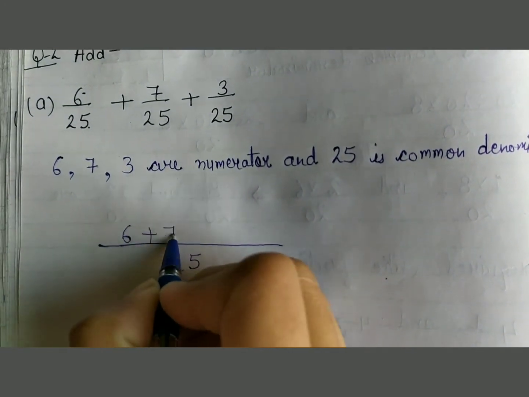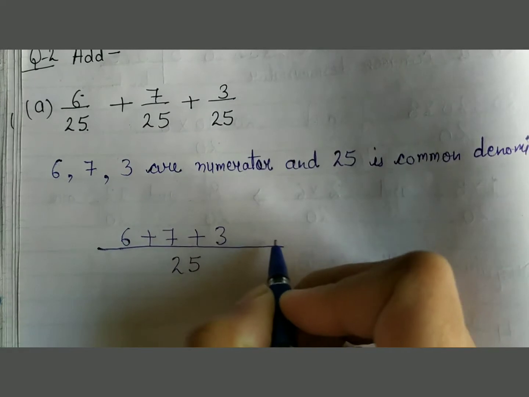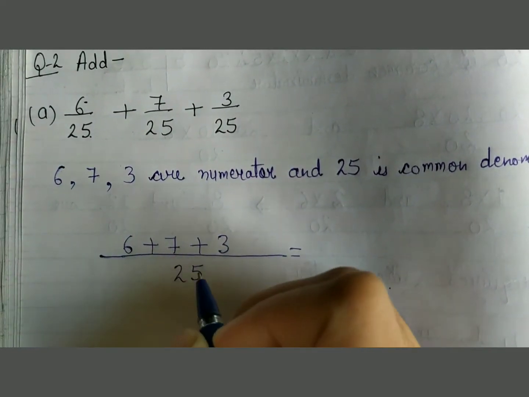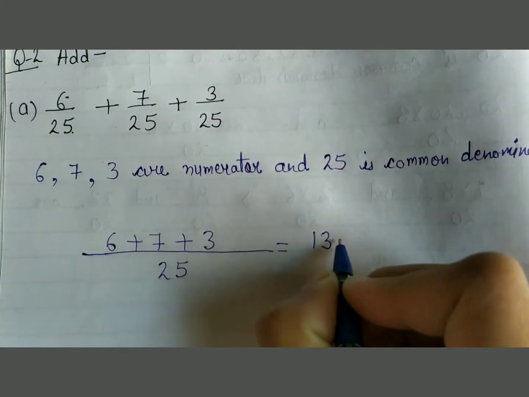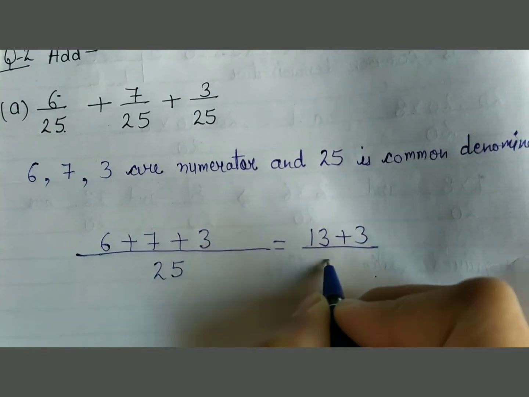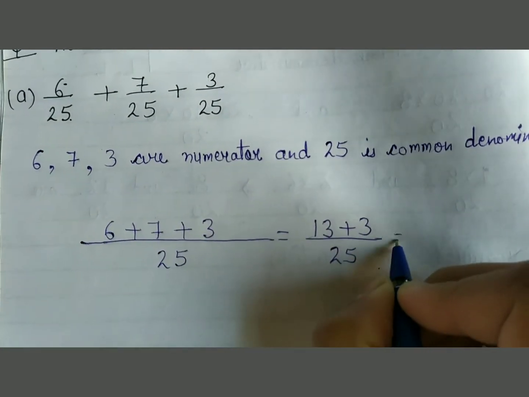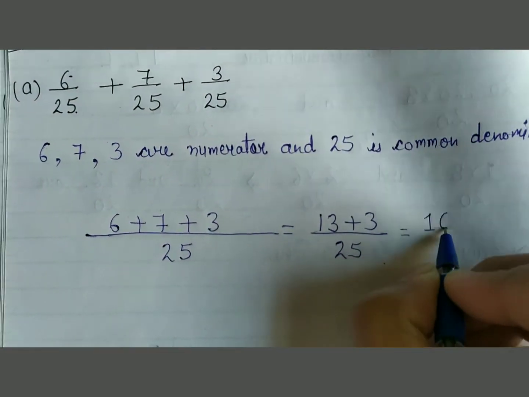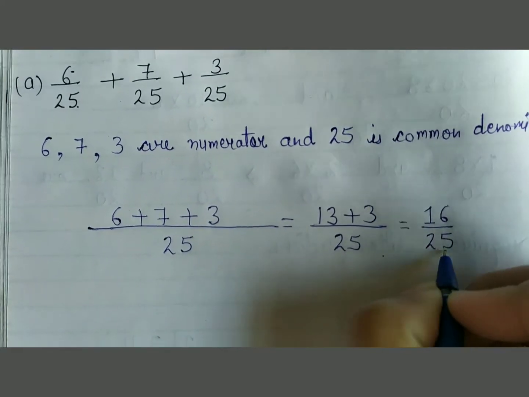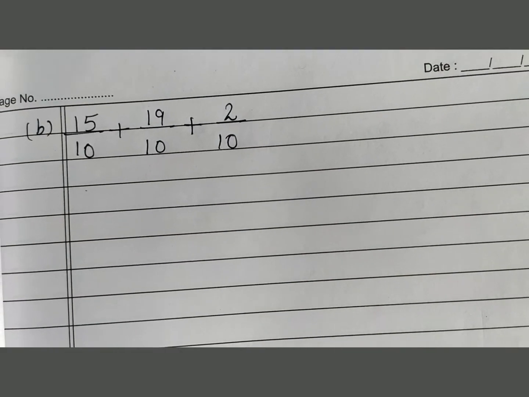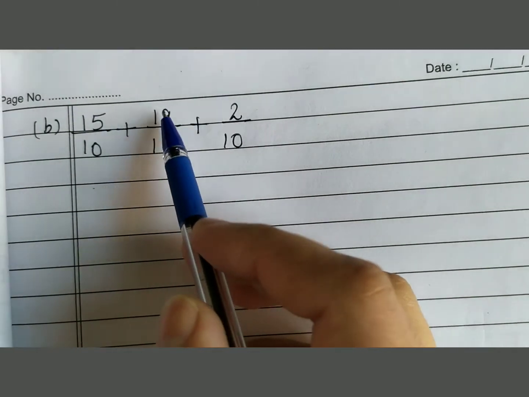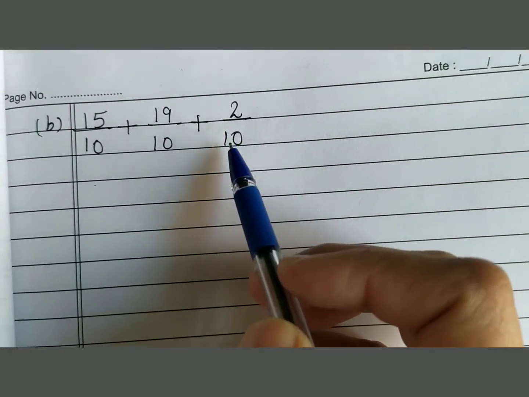6 plus 7 plus 3. 6 plus 7 equal to 13 plus 3 upon 25. 13 plus 3 equal to 16 upon 25. This is the answer. Next question is 15 upon 10, add 19 upon 10, add 2 upon 10.